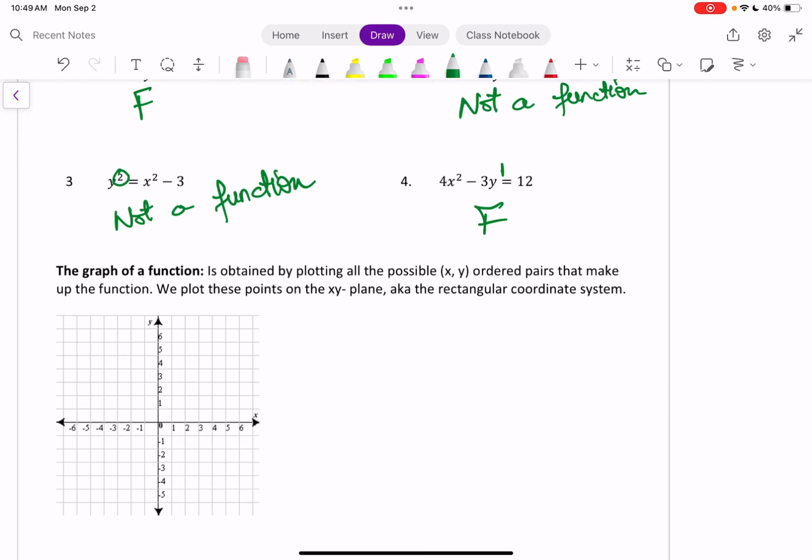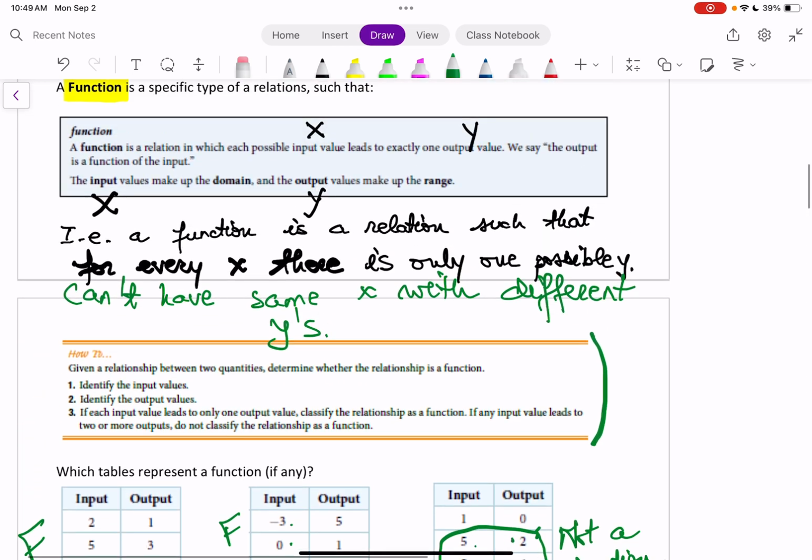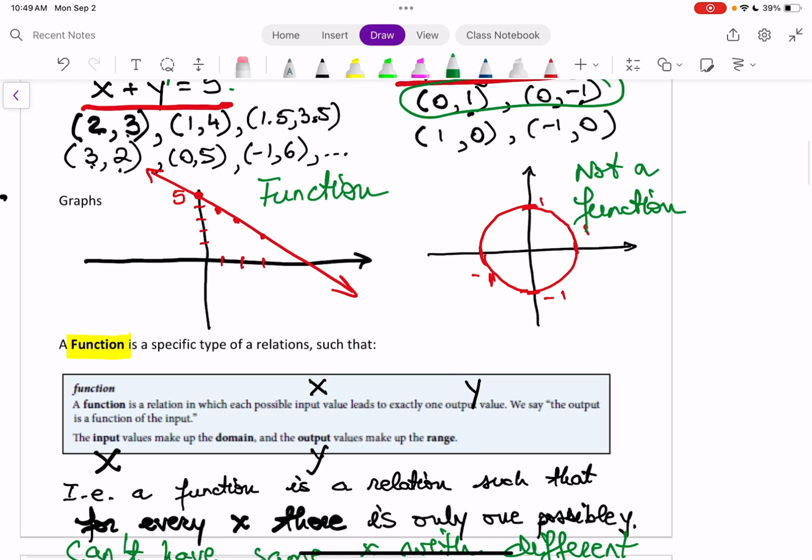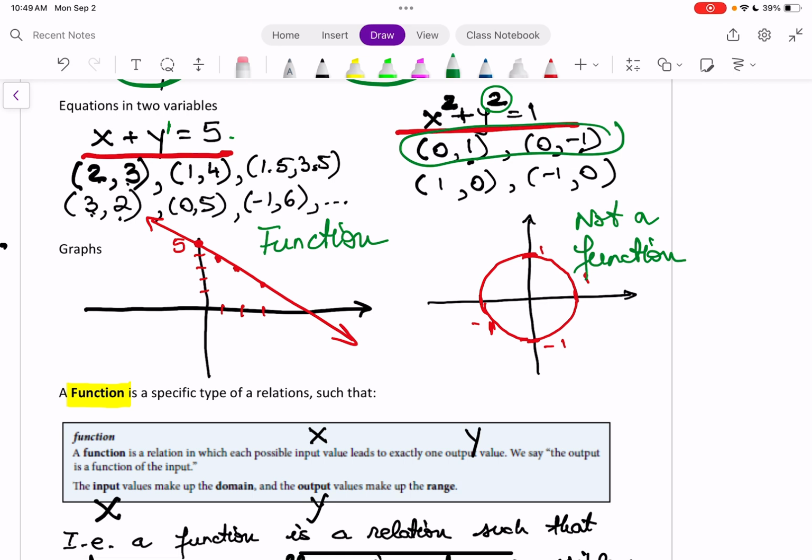Now, I graphed these two relations for you simply by plotting all the ordered pairs that make up the equation. Of course, not all. There are infinitely many ordered pairs here. I just plotted a few, and I happen to know how to connect them. In other words, the first equation's solutions, I connected them with a line because I knew it was going to give me a line. The second one I knew was going to give me a circle, so I connected it with such.